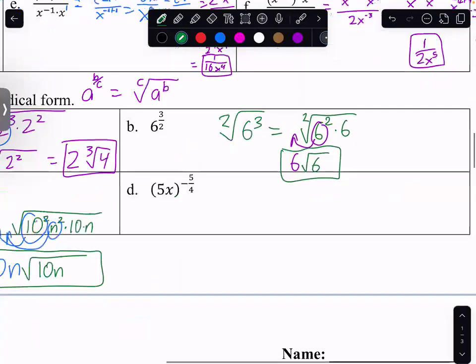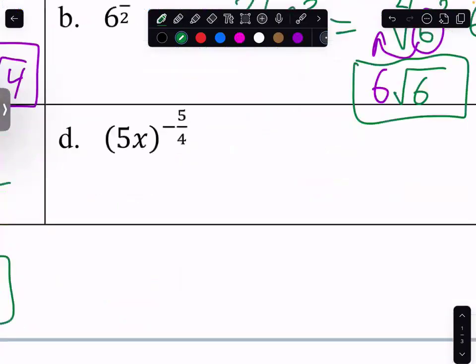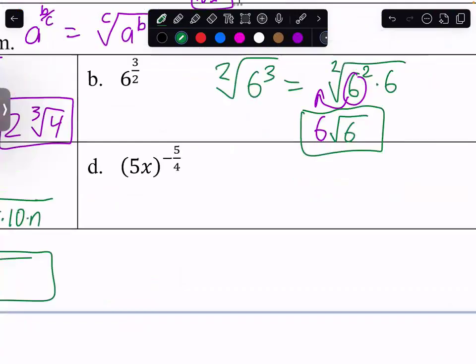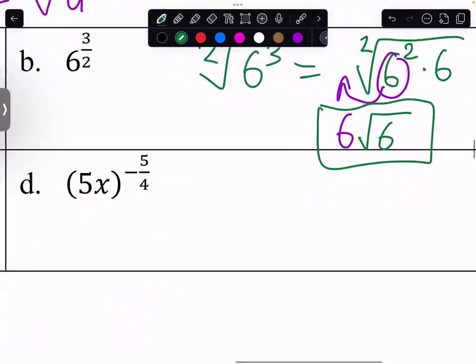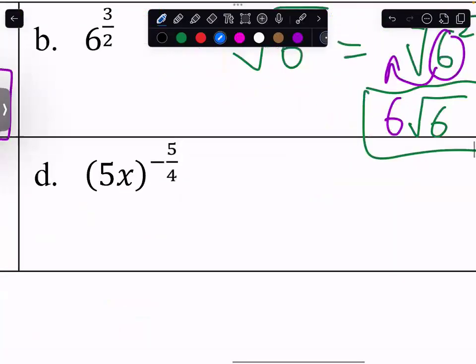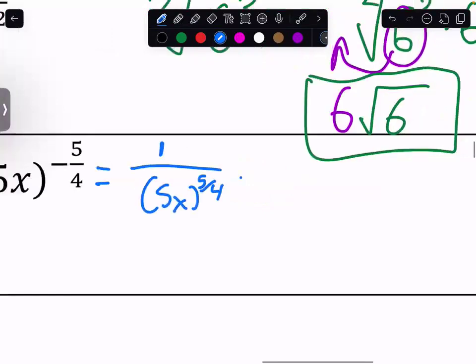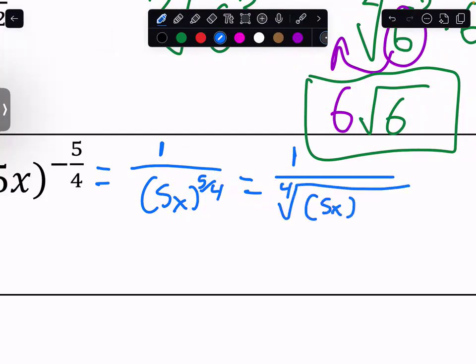Okay, this last one is significantly different than the other 3. Here we have a negative exponent. So like always, that could be turned into a fraction in order to make the exponent positive. Okay, so now what do we do from here? Again, the denominator is the index. And then the numerator is the new exponent.